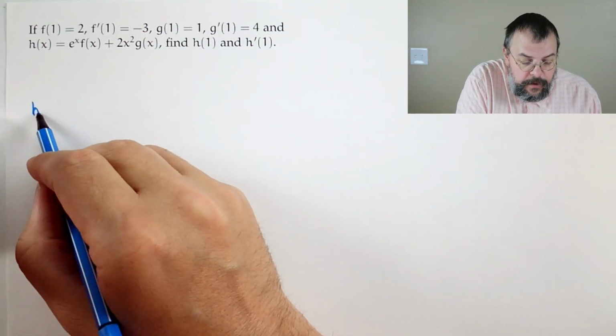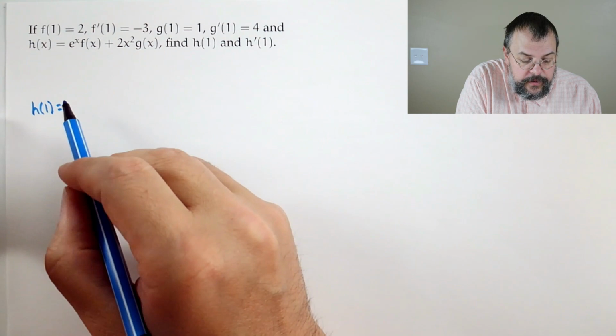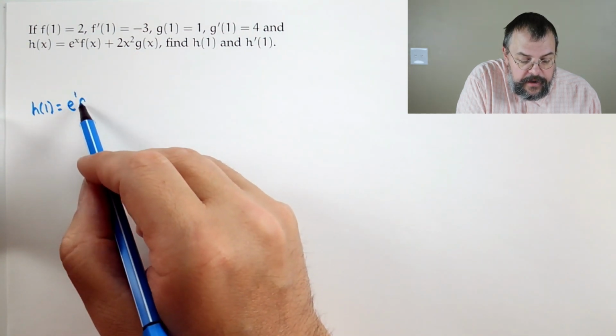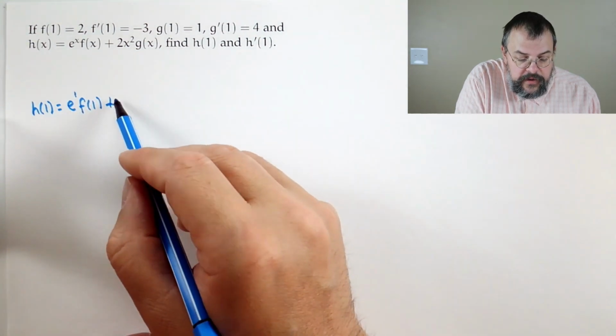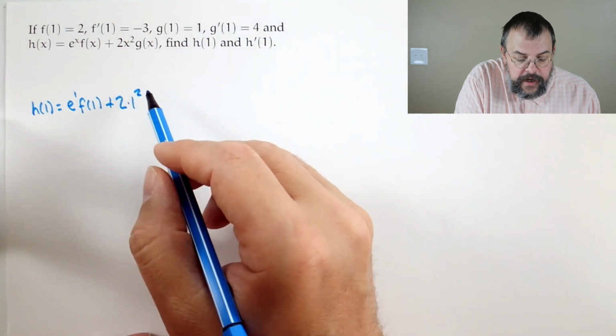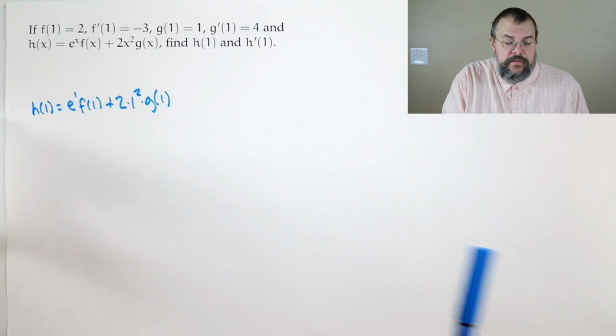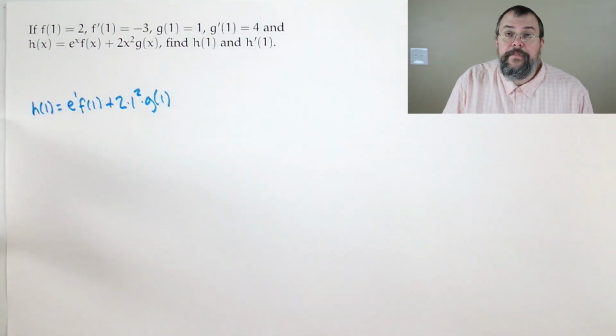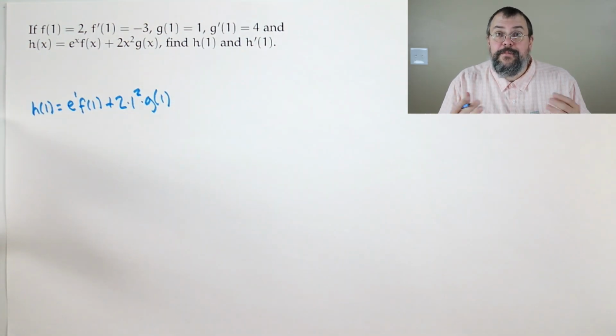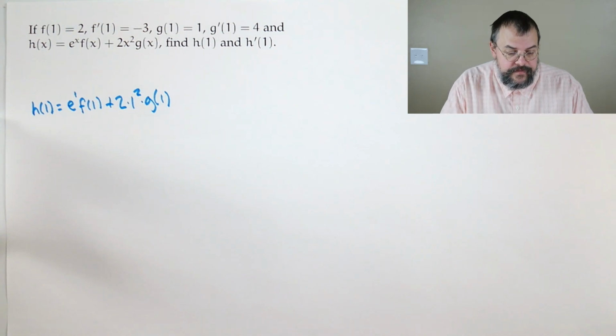So h of 1 would be, if I follow the rule, e to the 1 times f of 1 plus 2 times 1 squared times g of 1. So what I've done is I took this expression, and everywhere I saw an x, I put a 1. That seems to be a pretty reasonable thing to do.